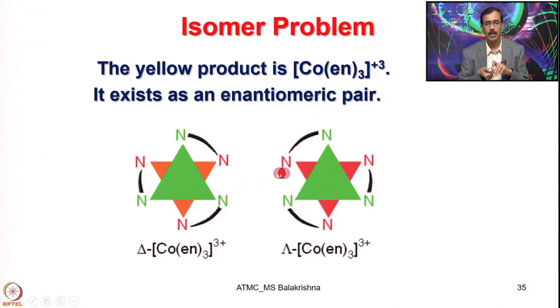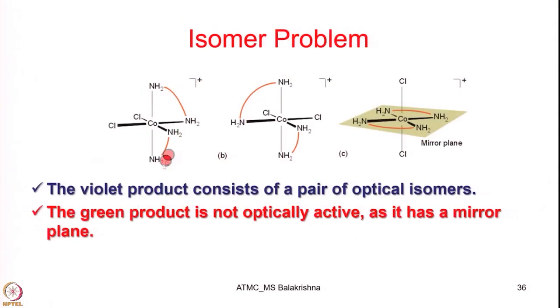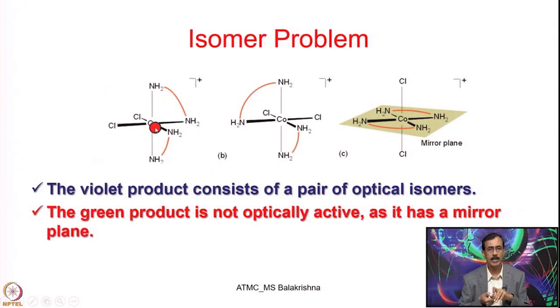So, these two, that means this one gives two isomers, which are optical isomers. And then when you go for this one having two ethylenediamine, two chloride, there is a possibility of having two isomers here. So, one trans isomer, one cis isomer, and the cis isomer can also exhibit optical isomerism, having a non-superimposable mirror image, something like this.